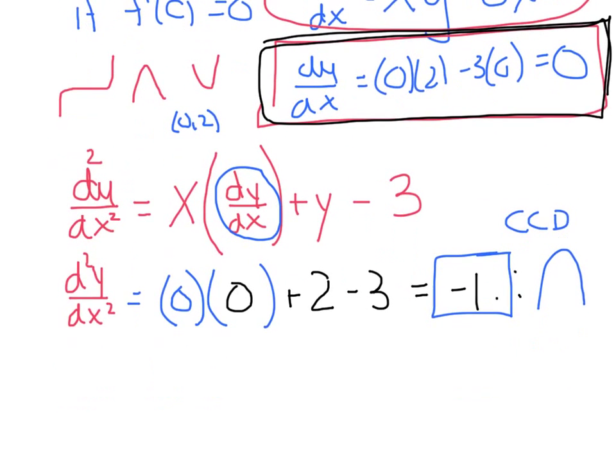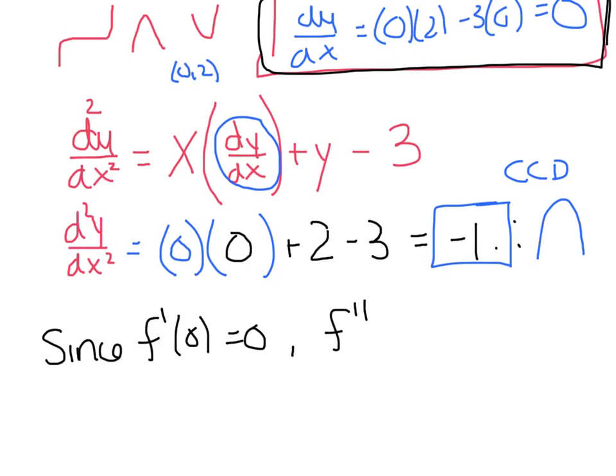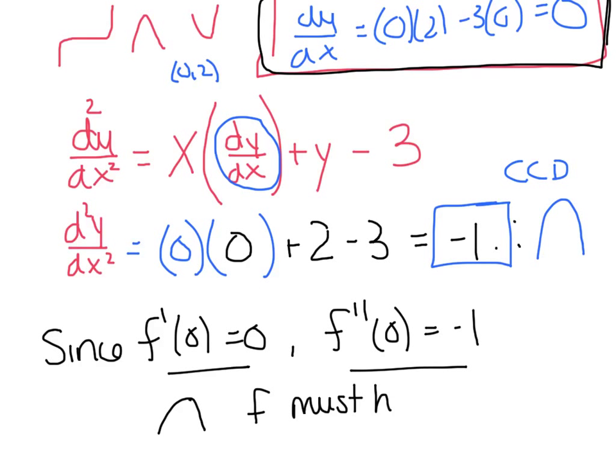So what can we imply here? Well, we can say since f prime of 0 equals 0 and f double prime of 0 equals negative 1, so I'm saying I have a slope of 0 and I'm concave down, f must have a relative or local max by the second derivative test.